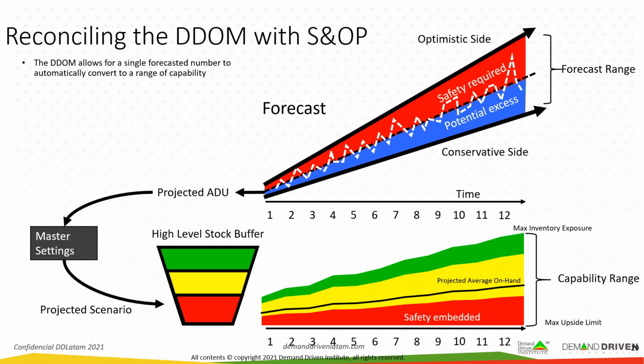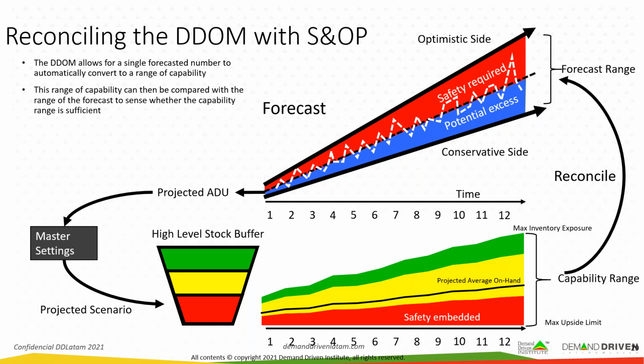Now, the interesting thing is with a single ADU, we get this buffer, but the buffer gives us a range of capability. So that's why it's really not all that important how accurate that ADU is, because we always end up with a range of capability. So it allows us to compare the range, the safety that's embedded in the buffer, with the safety that's required. We also have the potential excess.